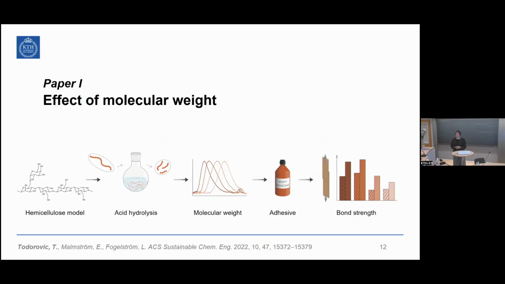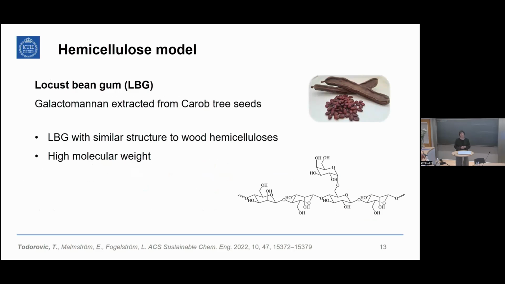So now, in the first paper, when we analyzed the effect of the molecular weight of hemicelluloses, we used hemicellulose model, hydrolyzed it under acidic conditions to achieve different molecular weights, and then used these fractions with the different molecular weights to prepare adhesives and bond veneers. As a hemicellulose model, we use locust bean gum.